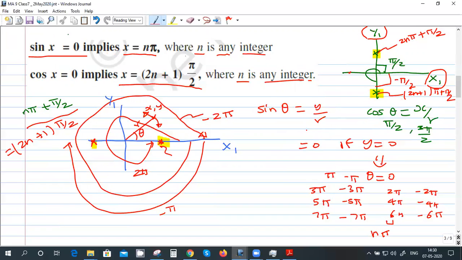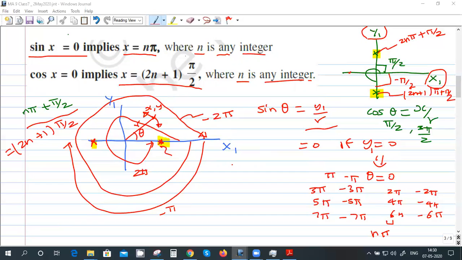I have written here y1 by r, and sin will become 0 when what? Tell me. If the y coordinate is 0, right? y1 by r. r is the radius of the circle. That's not going to change. When you move along the circle, only y and x will change. So when sin is 0, y has to be 0. Y will be 0 at where?